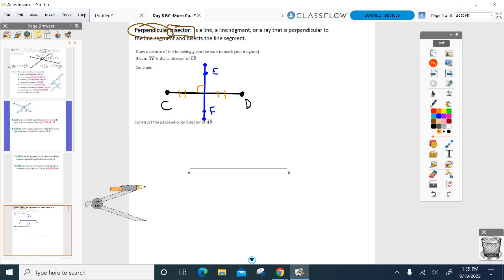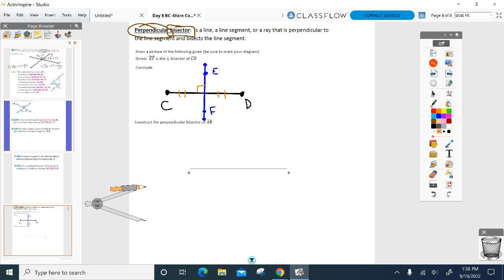EF is a perpendicular bisector. It's got to form a right angle, and it's got to bisect the line segment. Any issues before we actually construct one now? Now when the directions change to construct, what do I need to use? Straight edge and compass. Grab it.